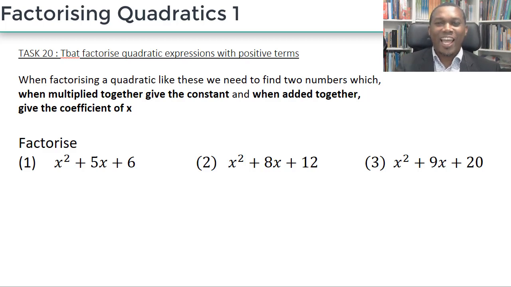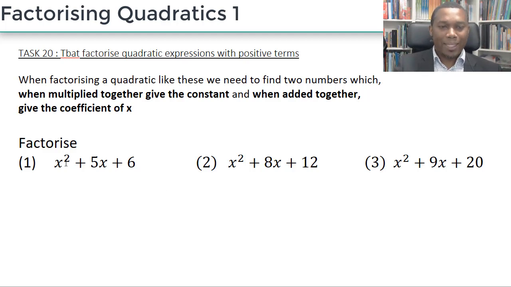It's nice that it's called Task 20. Nice number 20. Factorizing quadratic expressions. Learning objective: to be able to factorize quadratic expressions. And we're going to look at expressions with only positive terms.